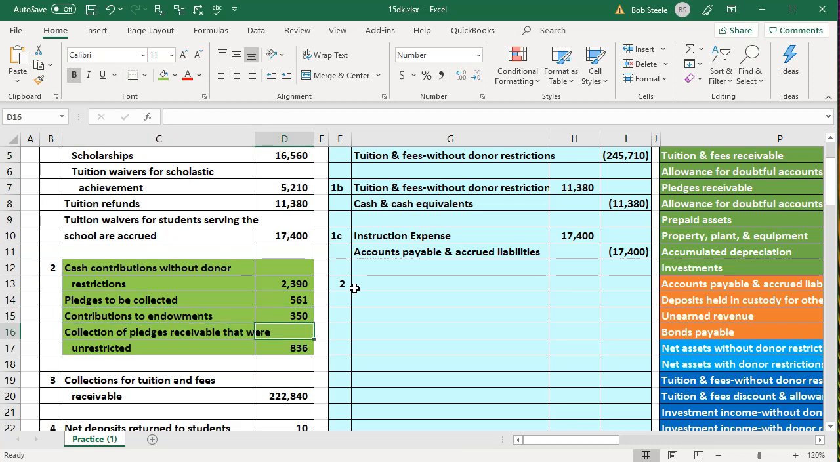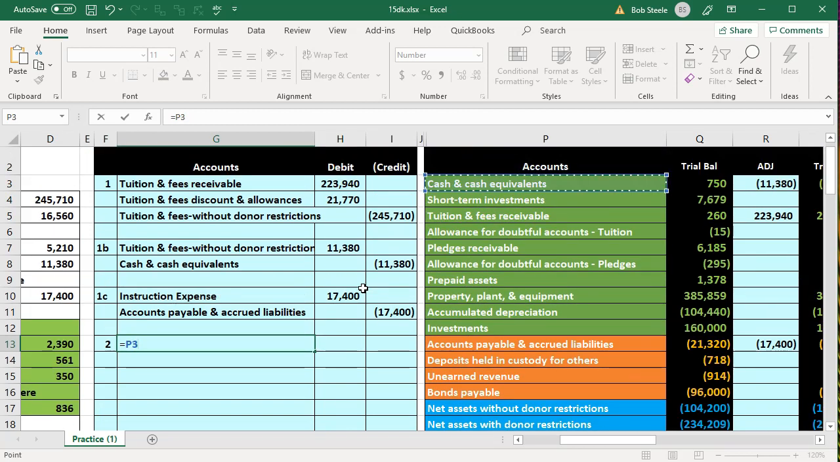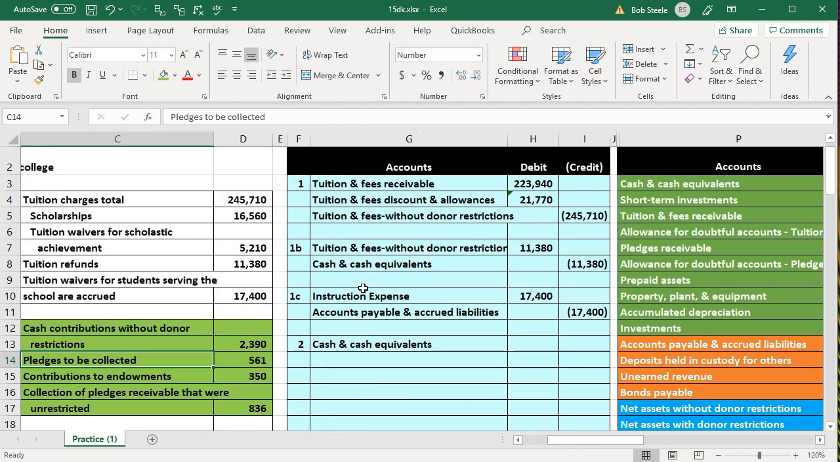Then we have the collection of pledges receivable that were unrestricted, and that's going to be the 836. So we're going to start off with cash here. Cash is going to be increasing with a debit. We're going to be combining some of these into one journal entry, of course. So it's possibly a little bit more complicated to do that. You can think about these with individual journal entries if you so choose.